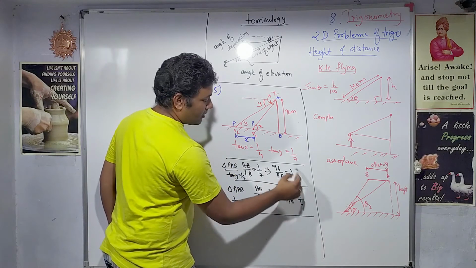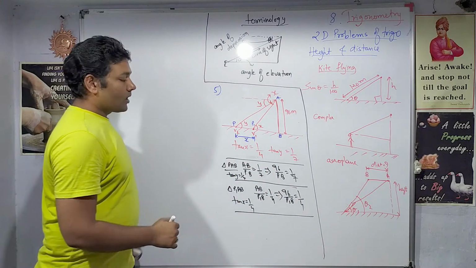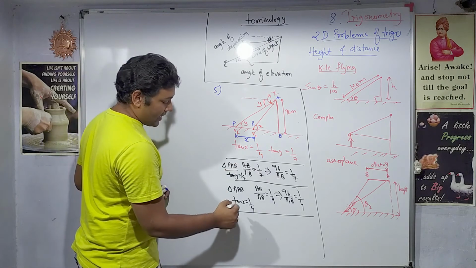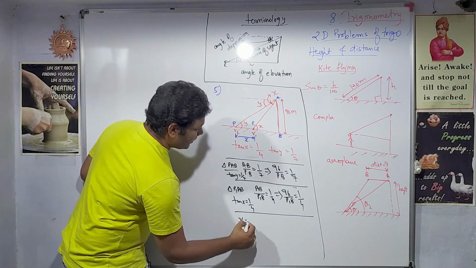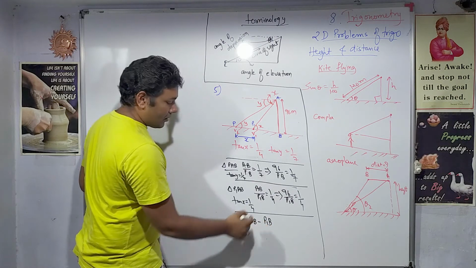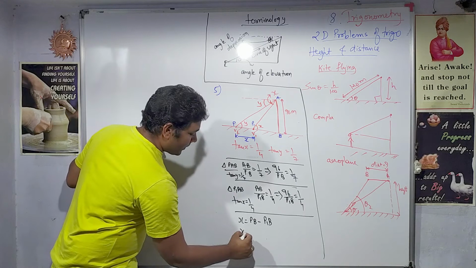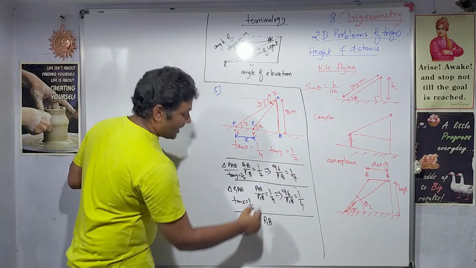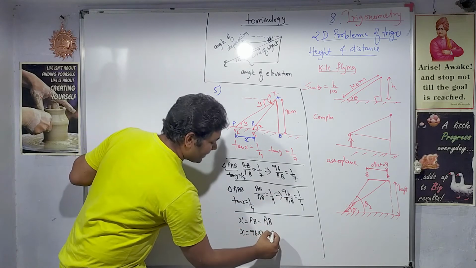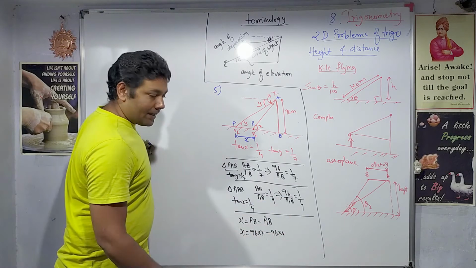First equation, second equation. We have to find this distance x. How will we get x? So x will be PB minus P1B. Now substitute the value of PB. What will be the value of PB? PB will be 96 into 7, minus P1B will be 96 into 4, right?